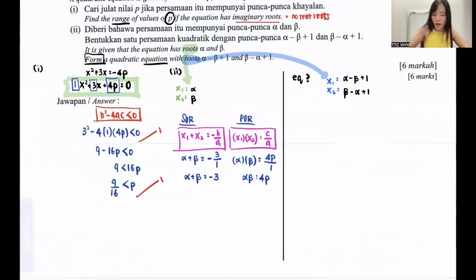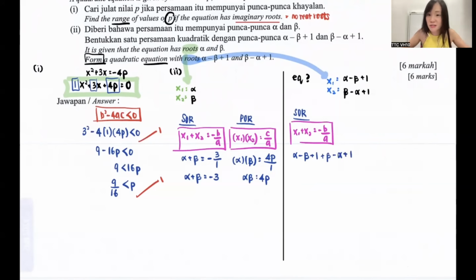Now, let's do the blue color side. The blue color side also, my dear, still needs SOR, POR. Don't tell me, teacher, I cannot use the one just now. No, just now the roots were alpha, beta. Now your roots are alpha minus beta plus 1, and beta minus alpha plus 1. Different, right? So going to redo. My dear, remember, still the same formula: SOR stands for sum of roots, which is alpha plus beta equals negative b over a. So now your x1 is alpha minus beta plus 1, then your x2 is beta minus alpha plus 1.